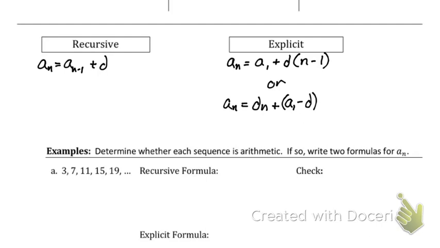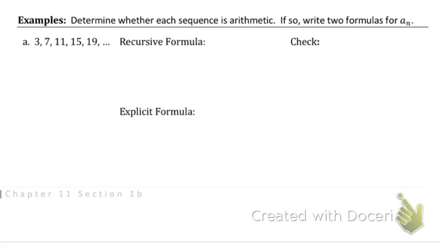So let's go ahead and do that. So we have to determine whether each sequence is arithmetic. If so, write two formulas for a sub n. Two formulas means I need to write a recursive and I need to write an explicit formula. That's all the two mean.